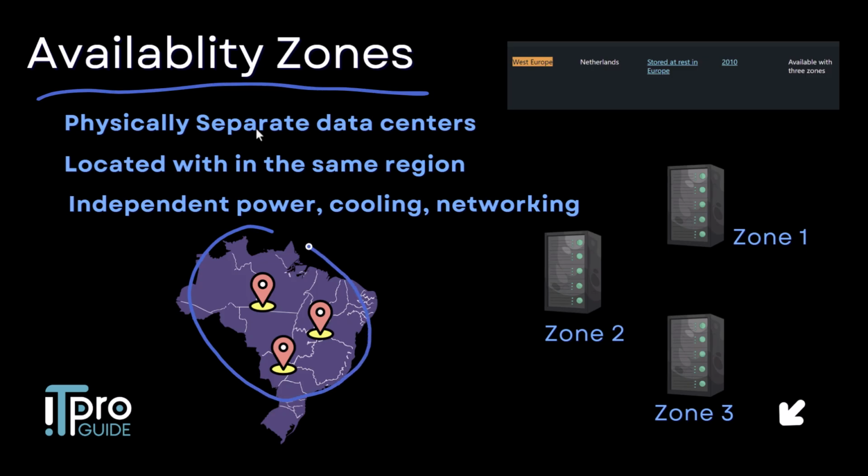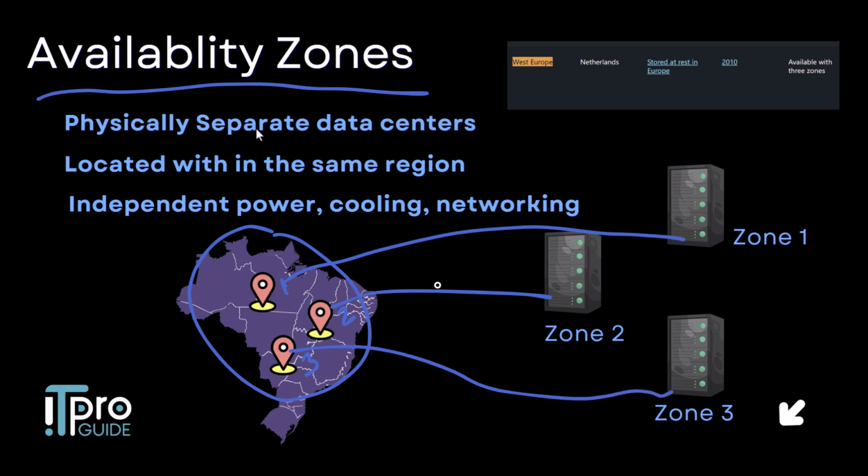So in each region, like East US or West Europe, you will find multiple zones, and each of these zones, like I marked in this picture, is a separate physical data center isolated from failures in the other zone, which means if one data center has a power failure or a network issue, the other data centers in that region remain unaffected. So even if one zone fails, the other zones continue to operate.